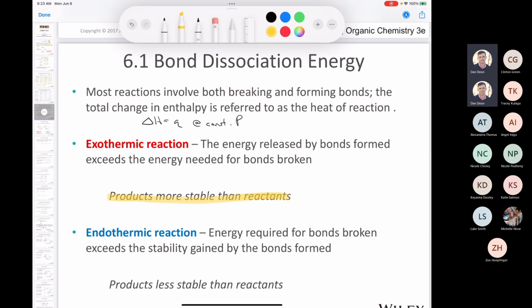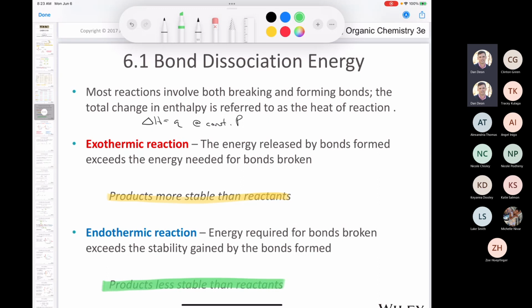Now, if you're thinking, I remember looking at diagrams, like these little graphs that showed you exothermic and endothermic reactions, we're going to look at those in just a second. Before we do, let's talk about an endothermic reaction. You can probably guess it's the opposite. Energy is required for bonds broken, and that exceeds the stability of what's gained by the bonds that are formed. And so when we're dealing with an endothermic reaction, the products are going to be less stable than the reactants.